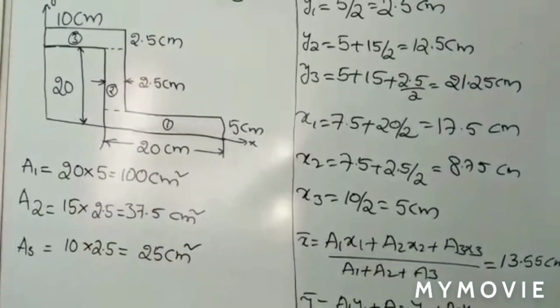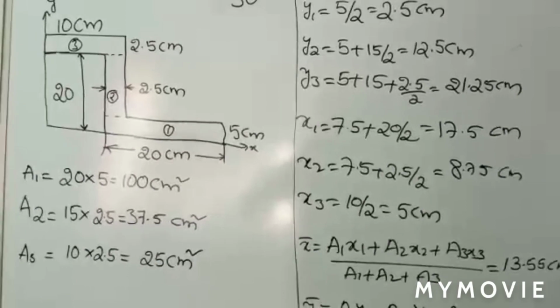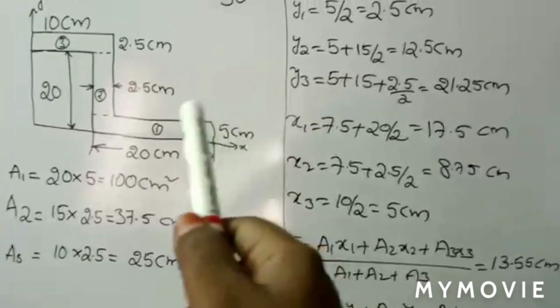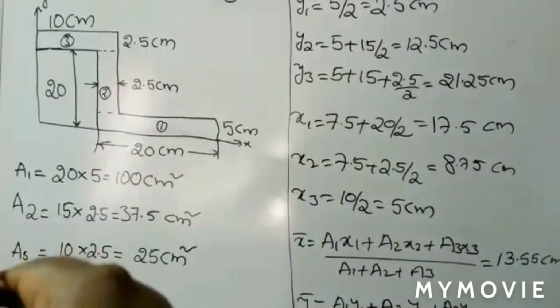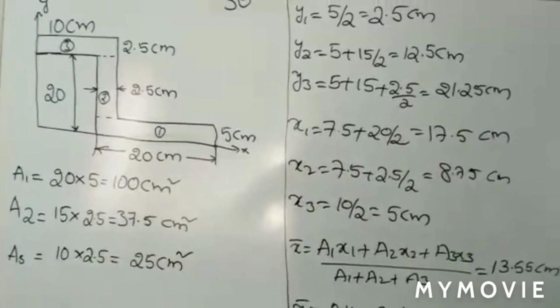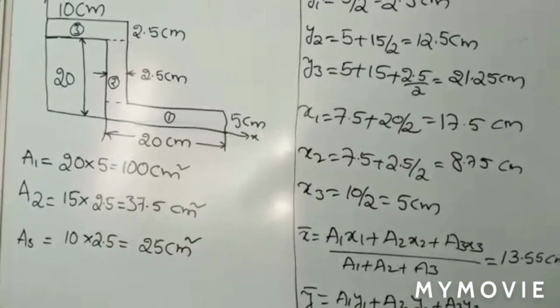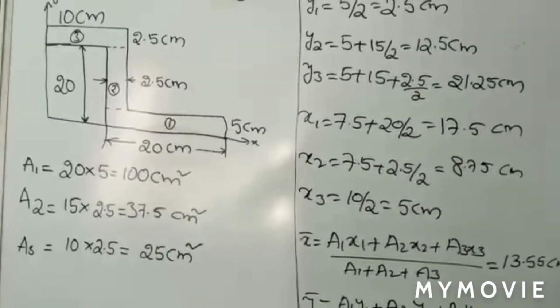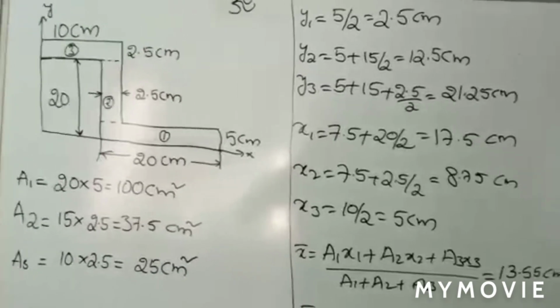Before the 20 centimeters, that means the reference axis. Always you have to start from your reference axis. But 20 centimeters ahead you are having some value. Those values you have to find out. That value is 7.5 centimeters. Right? That is x1.